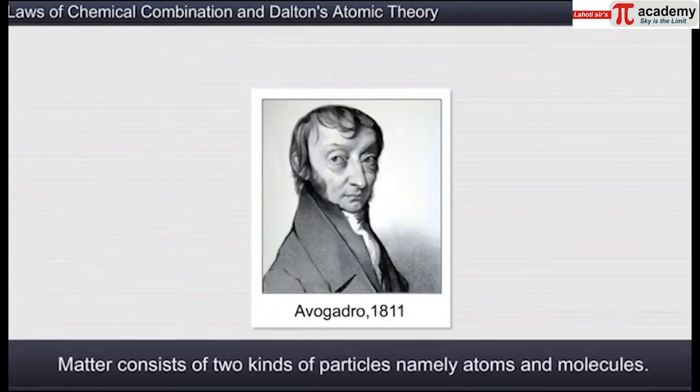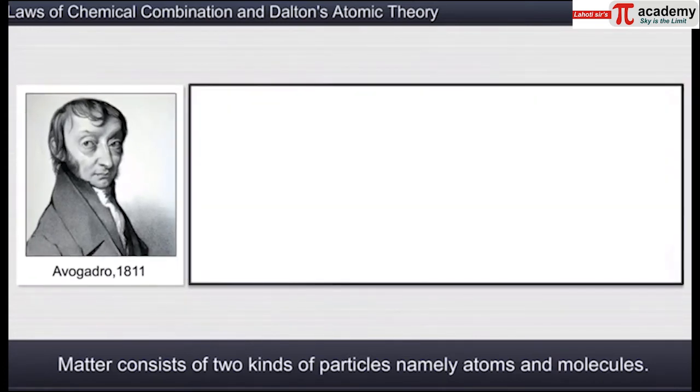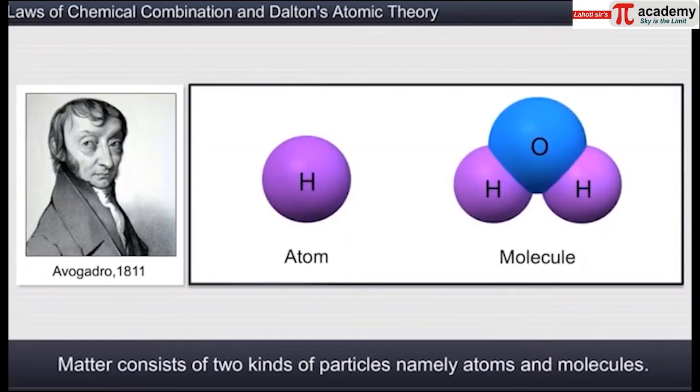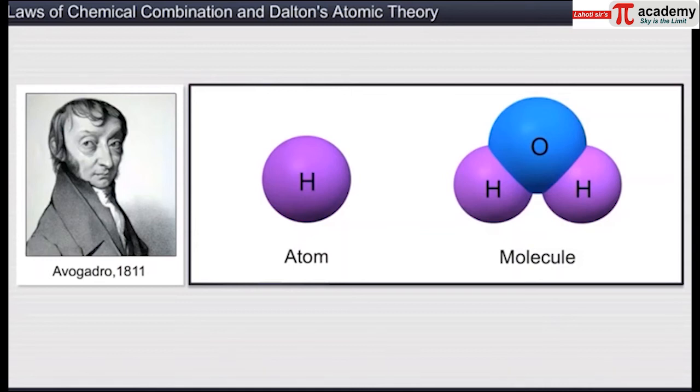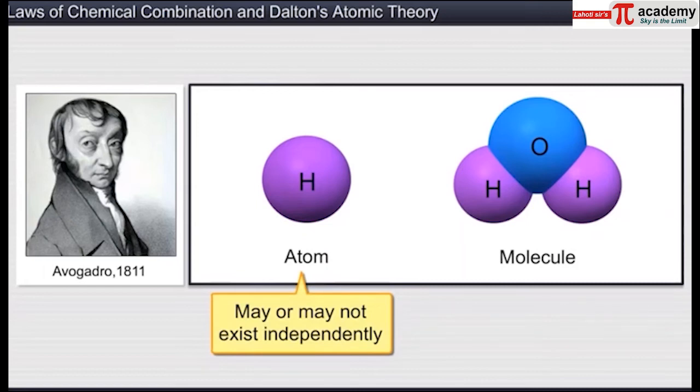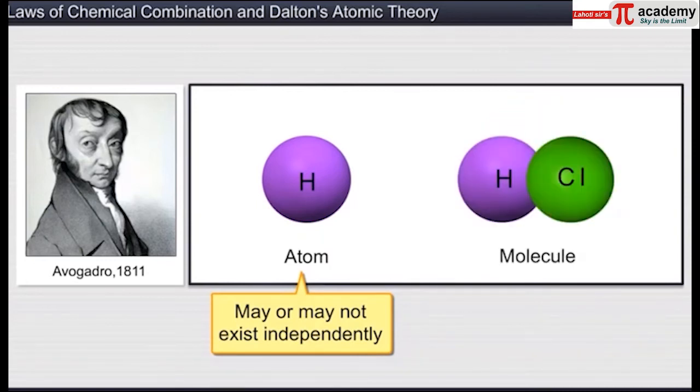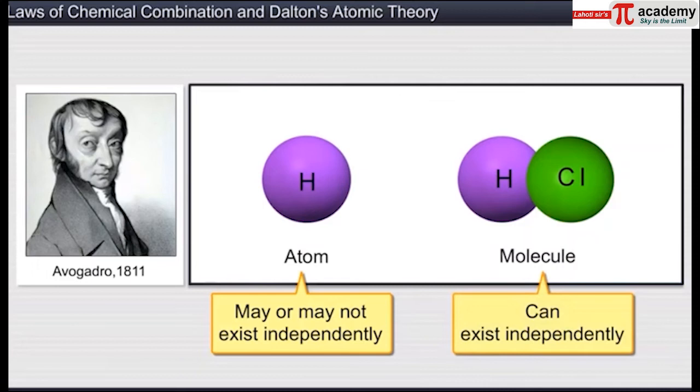In 1811, Avogadro suggested that matter consists of 2 kinds of particles, namely atoms and molecules. He defined an atom as the smallest particle of an element, which can take part in a chemical reaction, and may or may not be capable of independent existence. A molecule is the smallest part of an element or compound which is capable of independent existence.